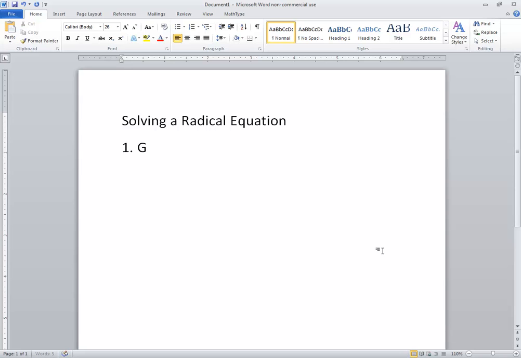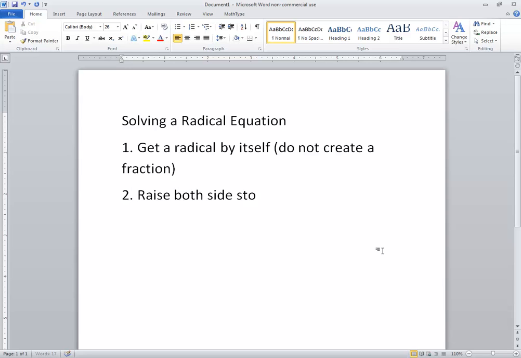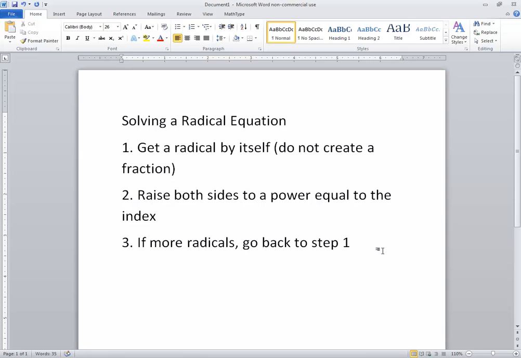Our first step is to get a radical by itself. Do not create a fraction now. Step 2, raise both sides to a power equal to the index. Step 3, if more radicals, go back to step 1. Step 4, solve for x.